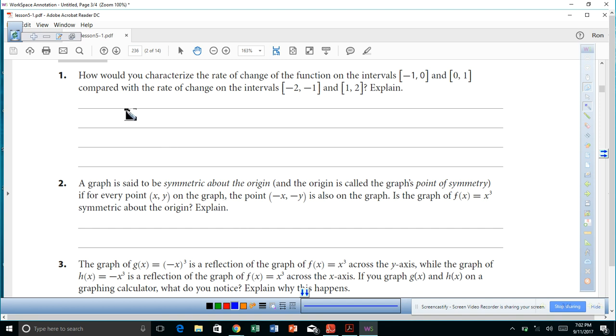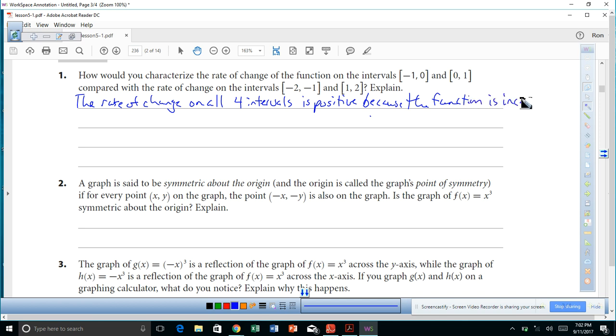The rate of change on all four intervals is positive because the function is increasing from left to right.